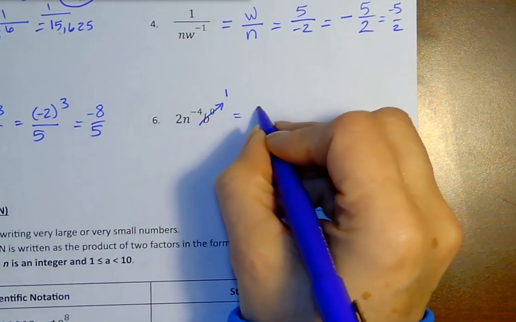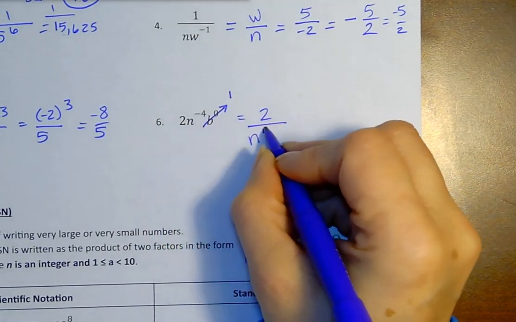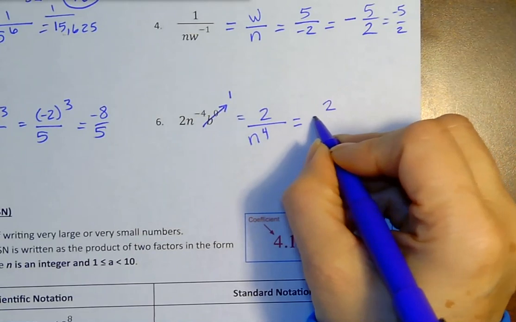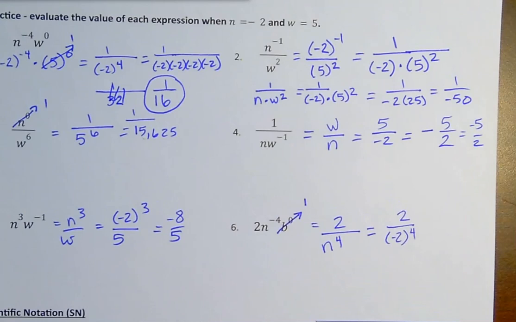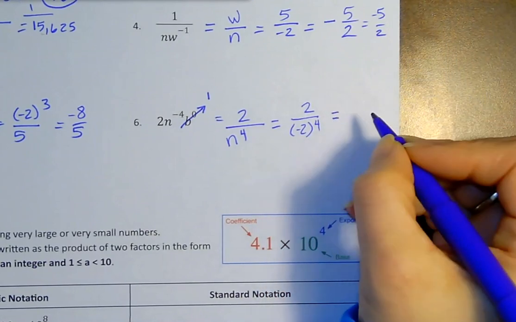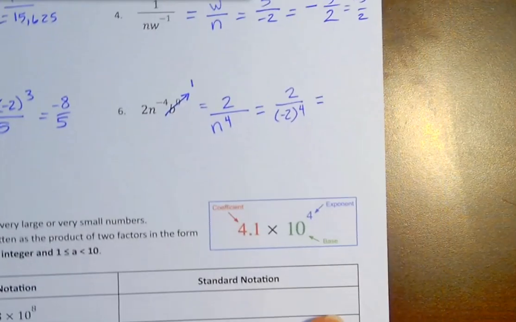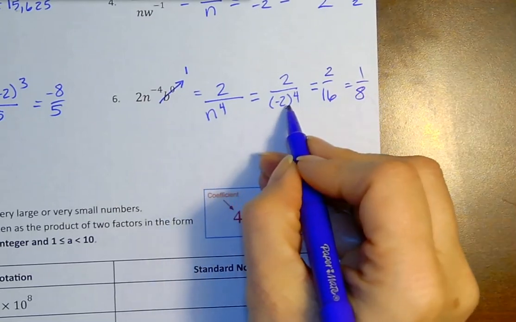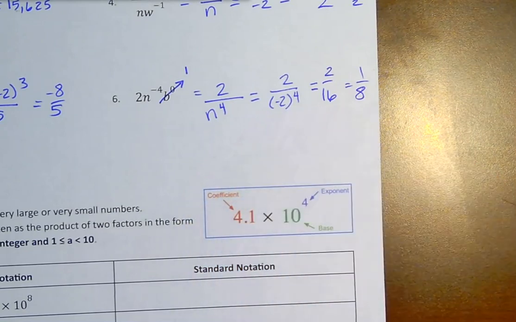Okay, so that means 2 times n to the negative 4, which is the same as 2 over n to the positive 4. We do know that n equals negative 2, so it's going to be 2 over negative 2 to the 4th, which we cleverly figured out up here. Negative 2 to the 4th is 1/16. Okay, sorry, I lied. Negative 2 to the 4th is 16. 1 over negative 2 to the 4th is 1/16. So we have 2 over 16, and that equals 1/8. Okay, negative 2 times negative 2 is 4, times negative 2 is negative 8, times negative 2 is positive 16.